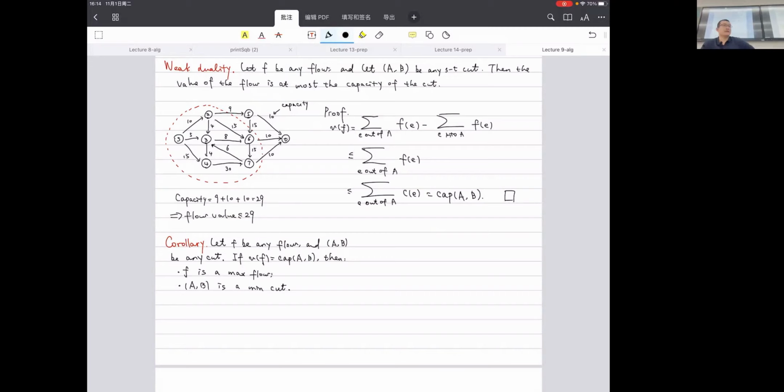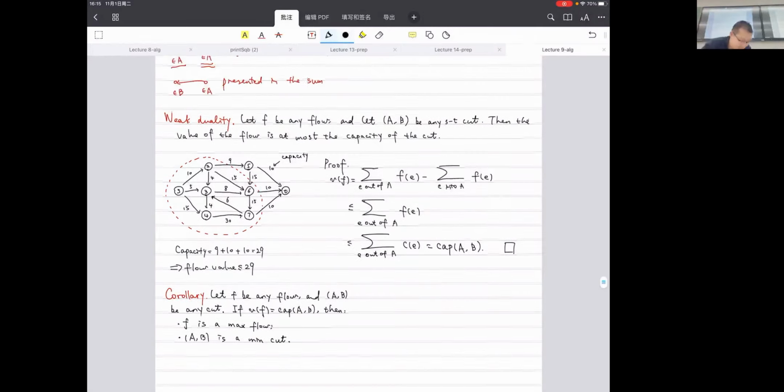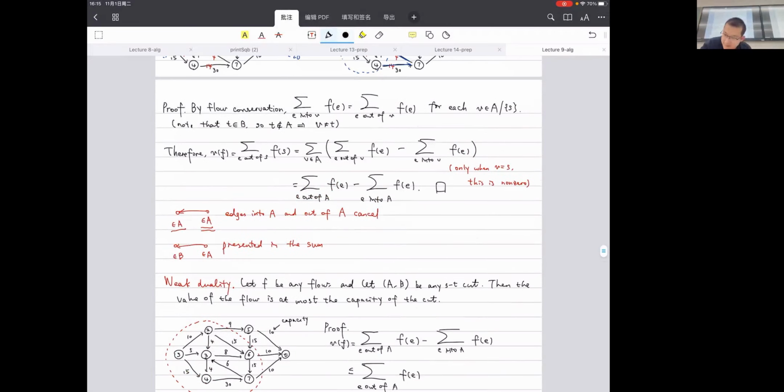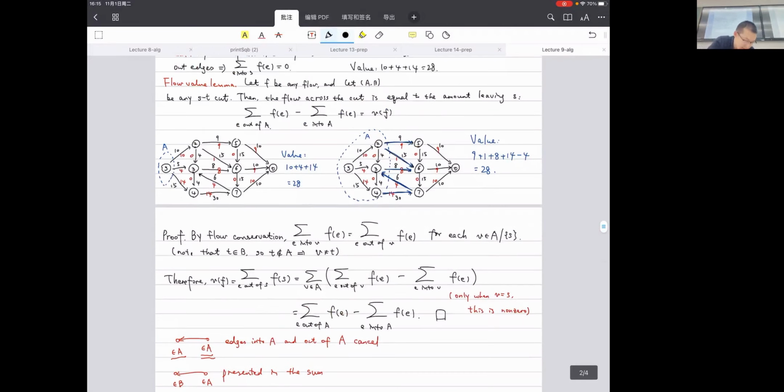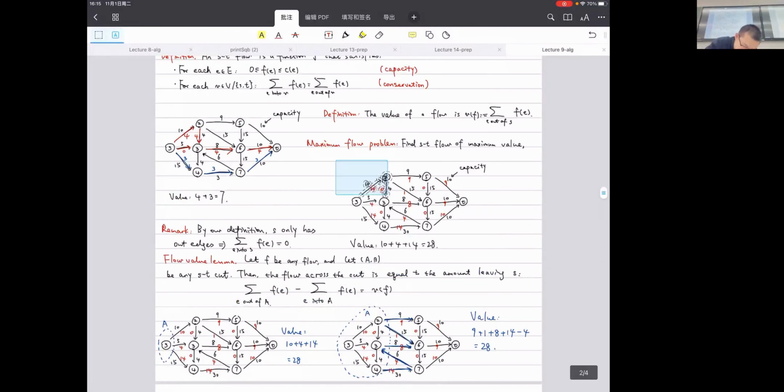Any questions about the proof of the weak duality lemma and the corresponding corollary? It's a very direct use of the flow value lemma, and this observation is directly related to the capacity of the cut A and B. Any questions? Based on this corollary, let's take a look at this graph.